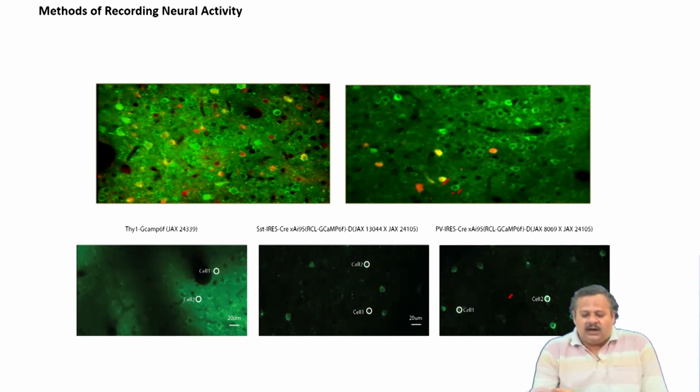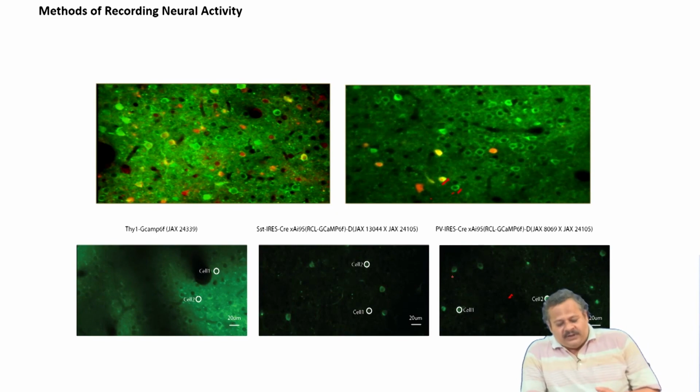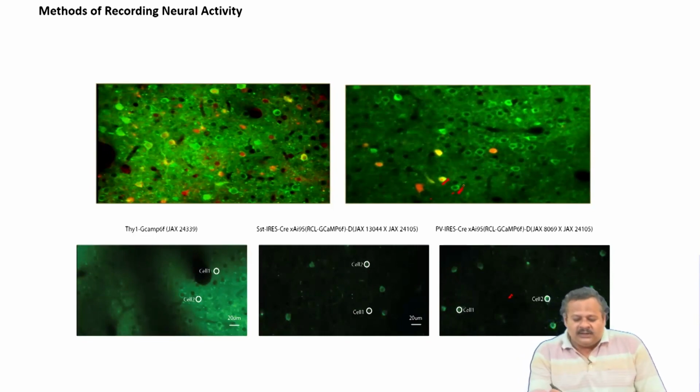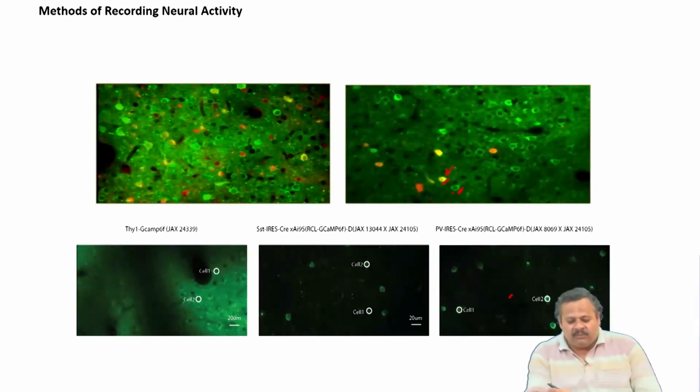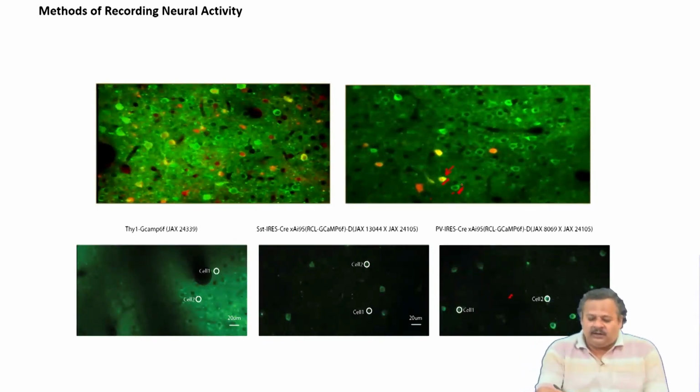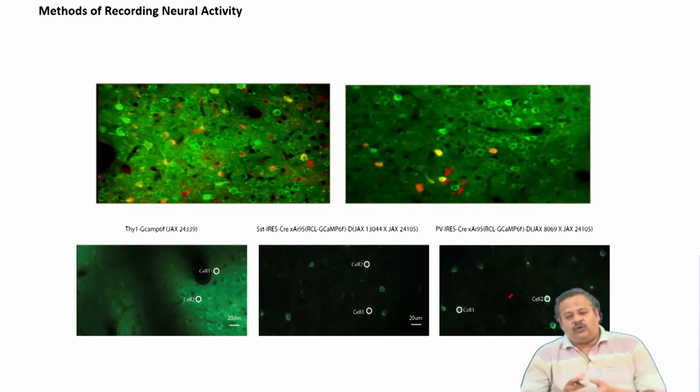The yellow ones are the ones that are expressing red as well as the green for the calcium indicator, and the only green ones are basically the non-red ones. So these happen to be, by design, particular inhibitory neurons, and these would be excitatory neurons. Similarly, on the left we have a similar sort of approach. So with this methodology, we gain access to much more detailed information about the neural activity.